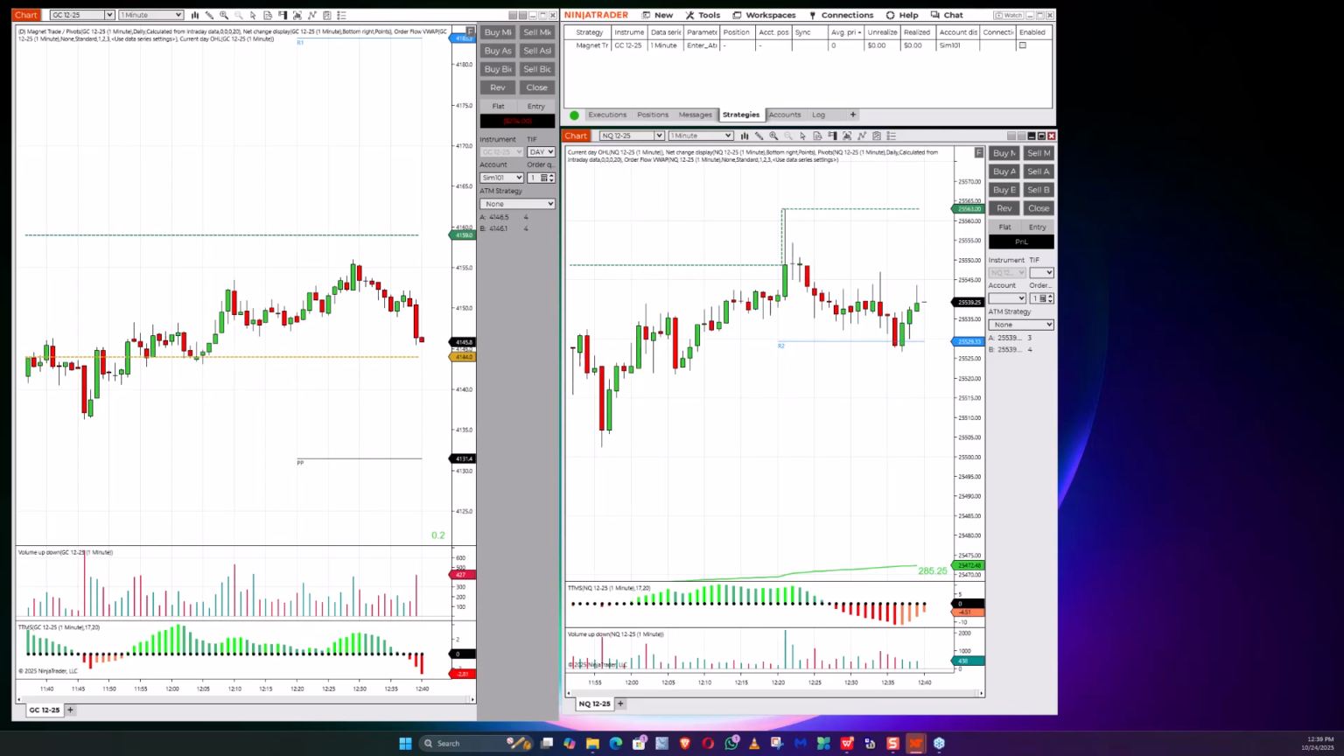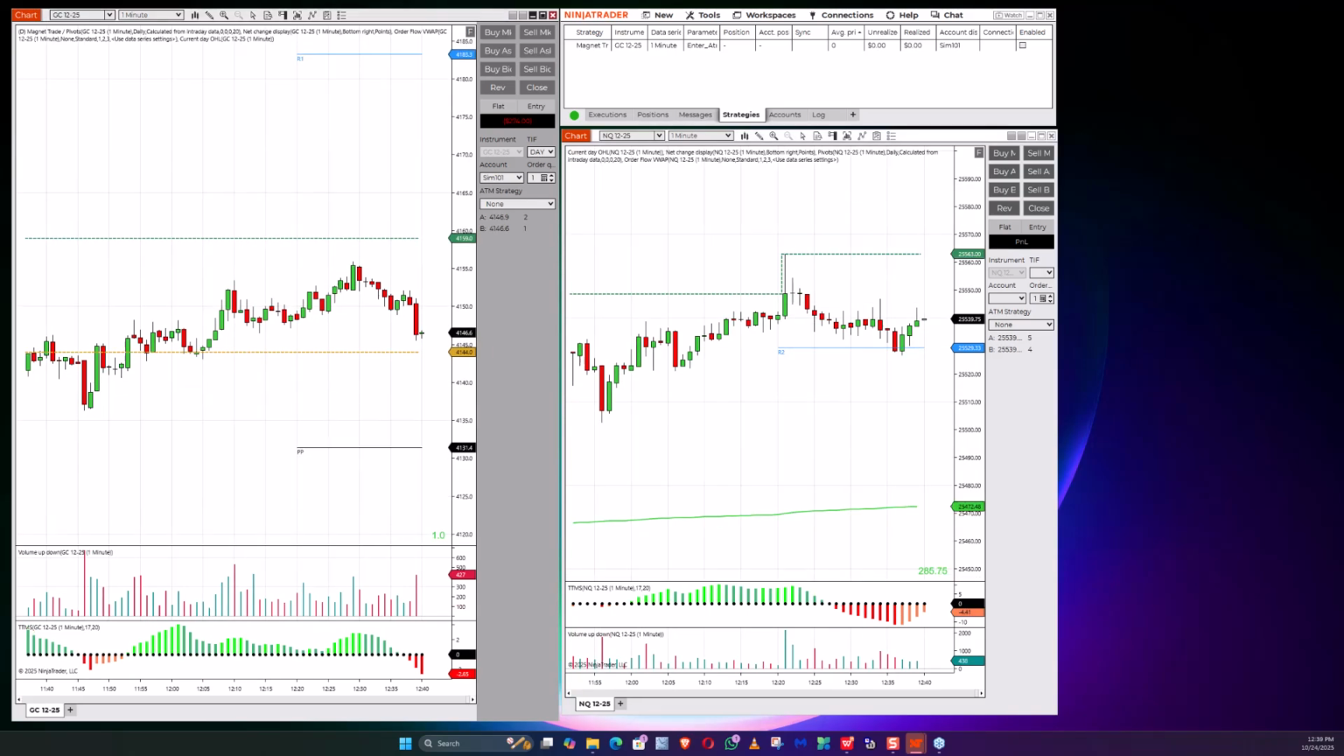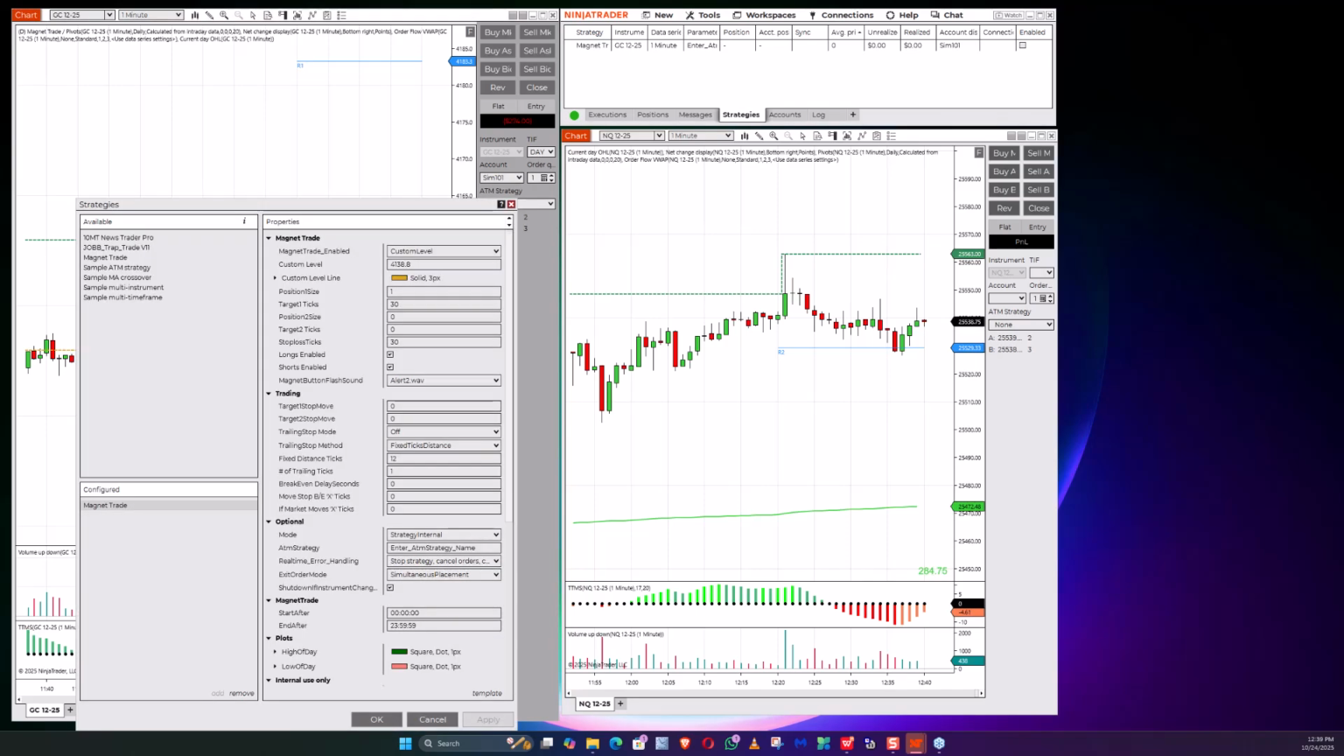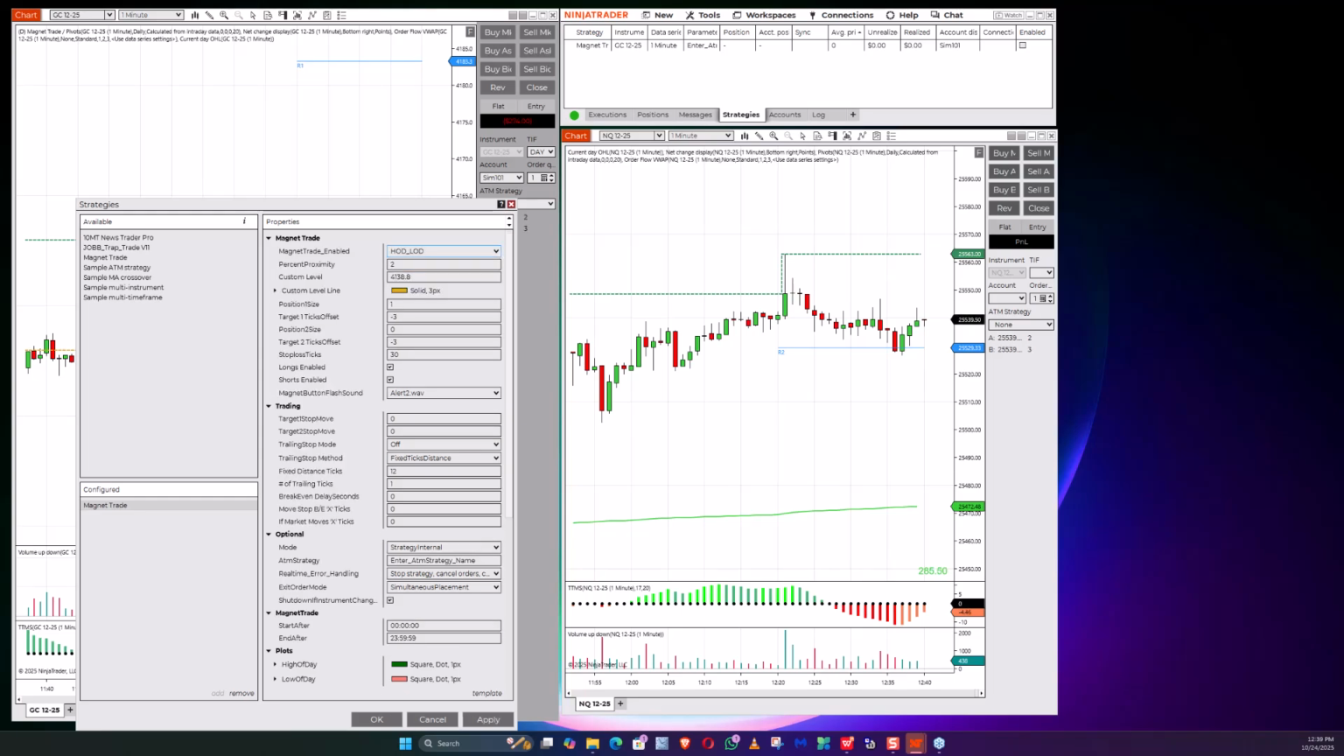It's one of the top 3 most important things you can learn if you're a news trader. So I was going to show you the high of day, low of day system with the magnet strategy. So we're not going to use custom level. We're going to go back to high of day, low of day.